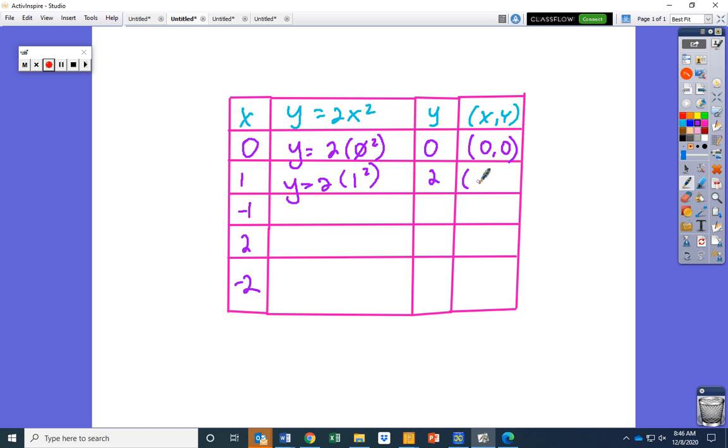Okay, so this one's going to be at 1, 2. Okay, now we have negative 1. So y equals 2 times negative 1 squared. Well, what's negative 1 times negative 1? Positive 1. What's 2 times 1? 2. What do you notice? Did I have two y values that are the same? I did. Am I allowed to have a function with two y values that are the same? Yes. I can't have two x values that are the same, but I can have two y values.